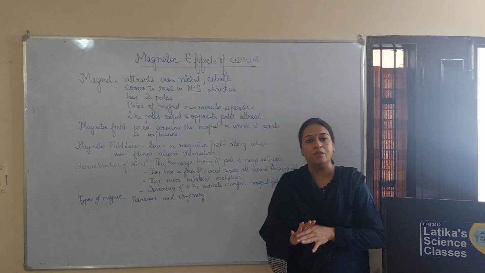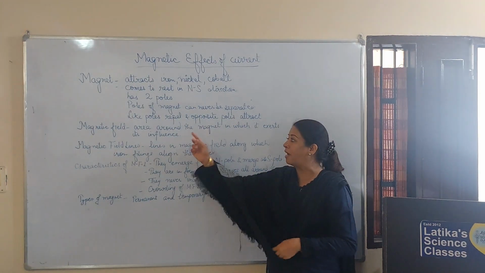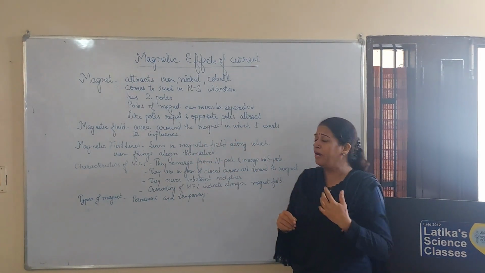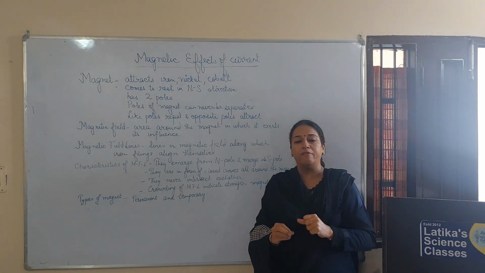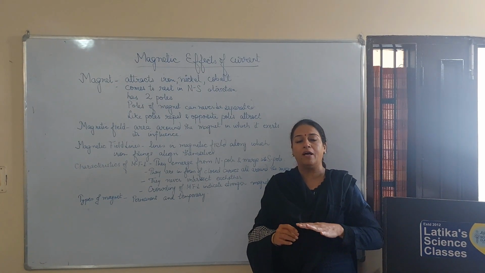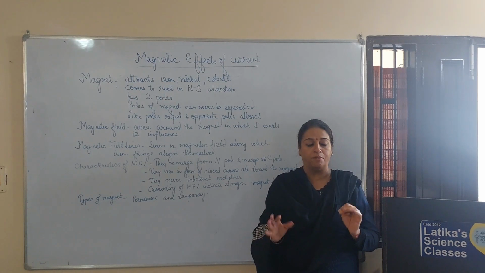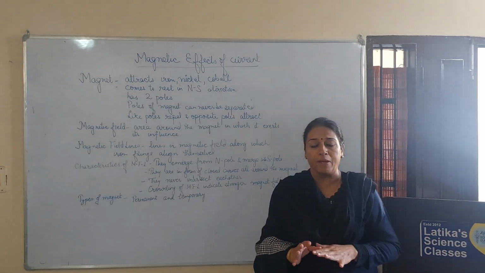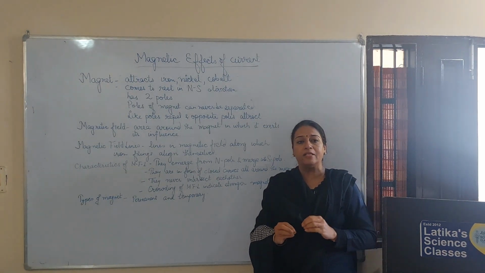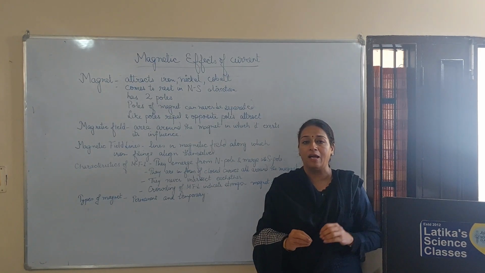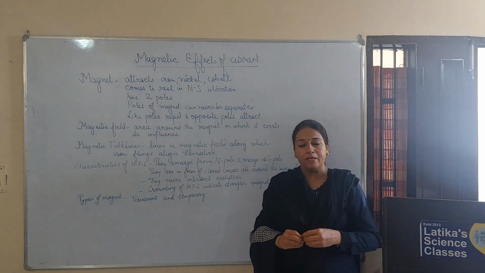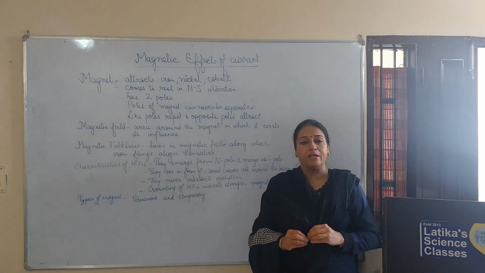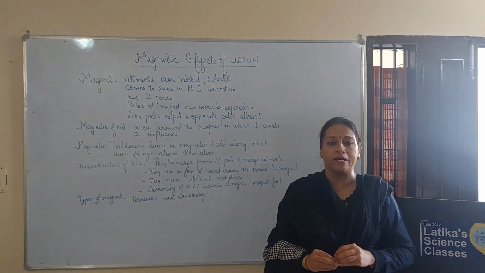The area around the magnet is defined as magnetic field, and when we sprinkle a lot of iron filings around a magnet, they will align themselves in a certain manner on tapping. And we say that magnetic field lines are the lines along which the iron filings align themselves, and magnetic field lines have got certain characteristics.